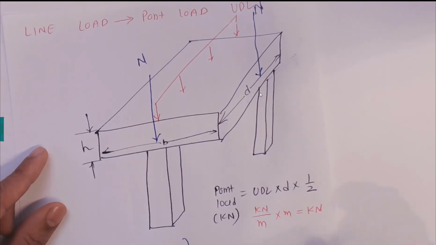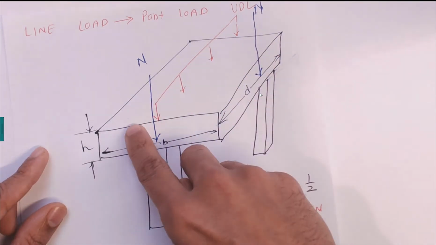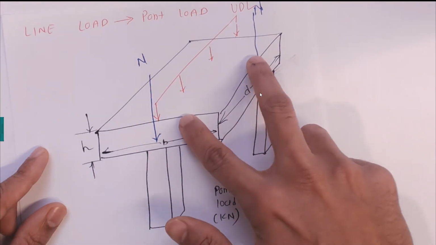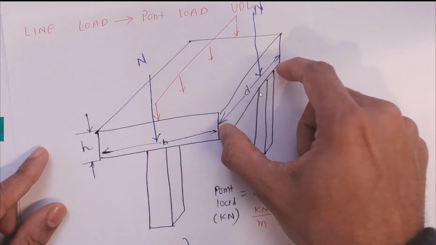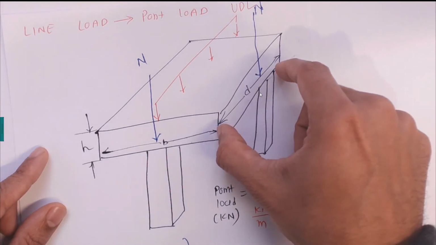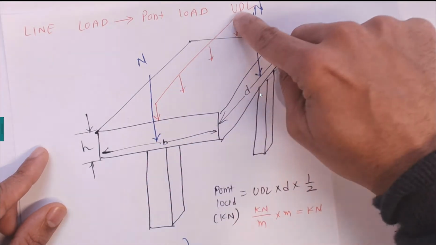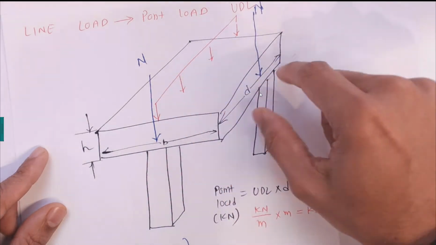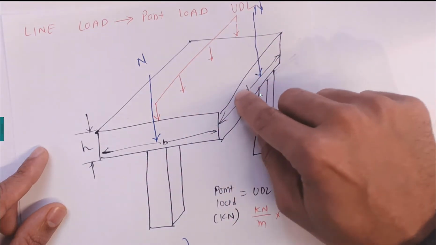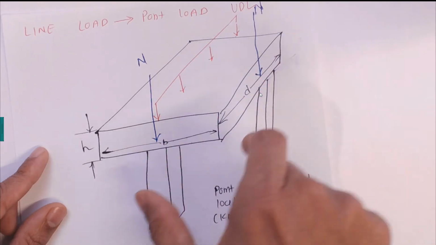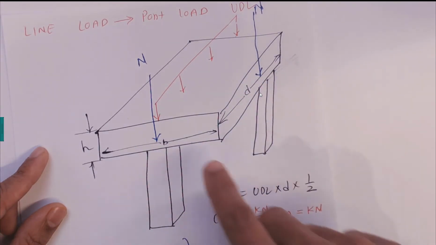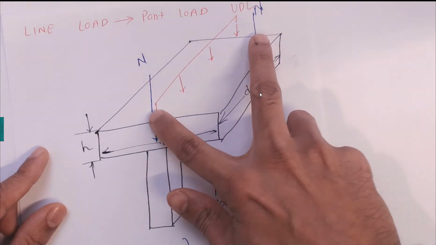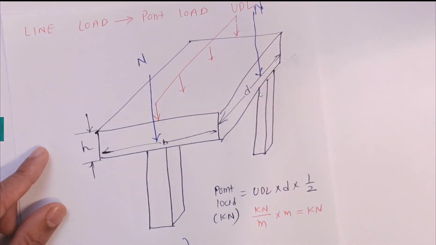In this case, if you want to calculate the point load acting onto the column due to this slab live load, the point load would be in kilonewtons. So UDL times D, which is this length. Like in structural analysis and solid mechanics, if you convert the UDL load into a point load, we multiply by the parallel length, not the perpendicular length. This time we multiply by the parallel length, which is D, and take half of this load to get the loading on each end.